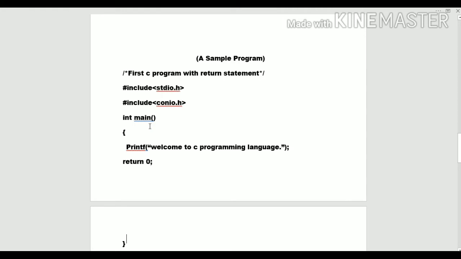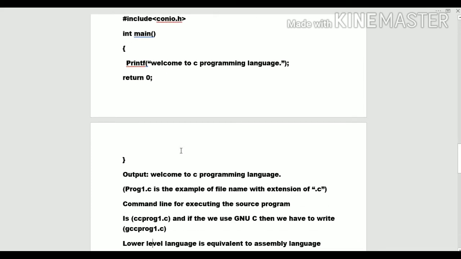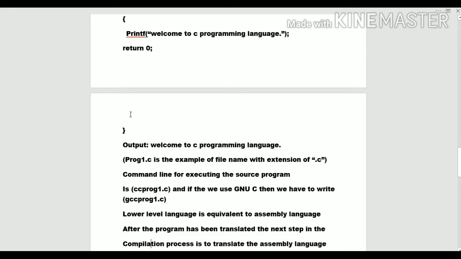If I cannot use this data type, it doesn't mean I don't want return 0 at this point. You can or you cannot do it. This is the closing curly brace, and the output of this whole sample C program is this only: welcome to C programming language with full stop.